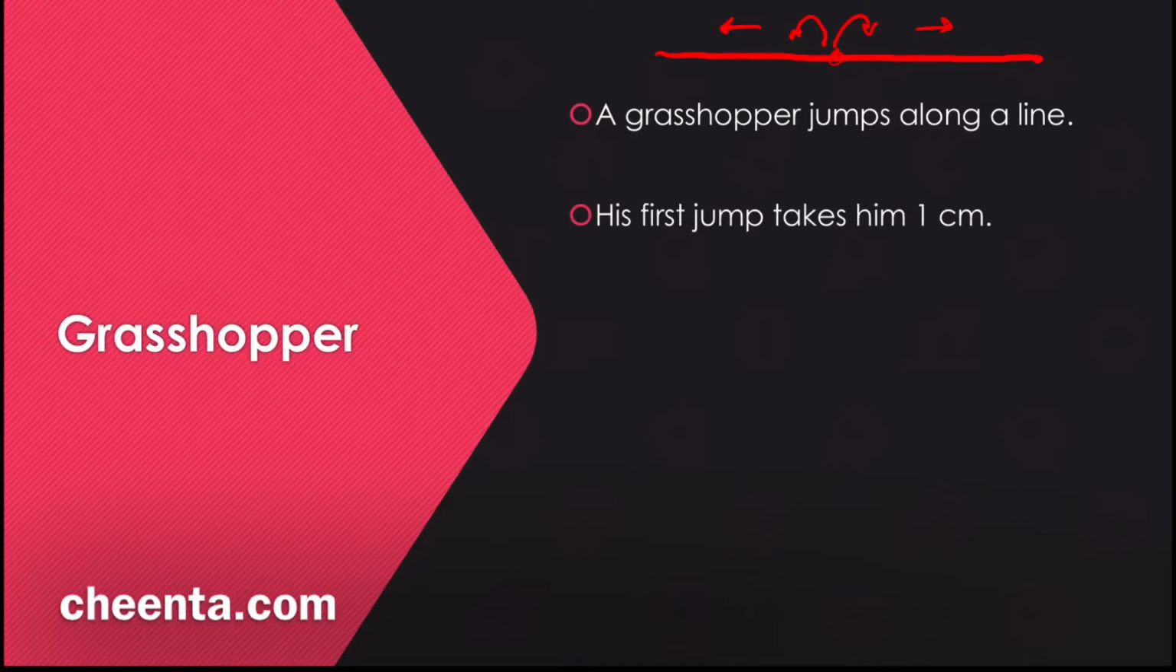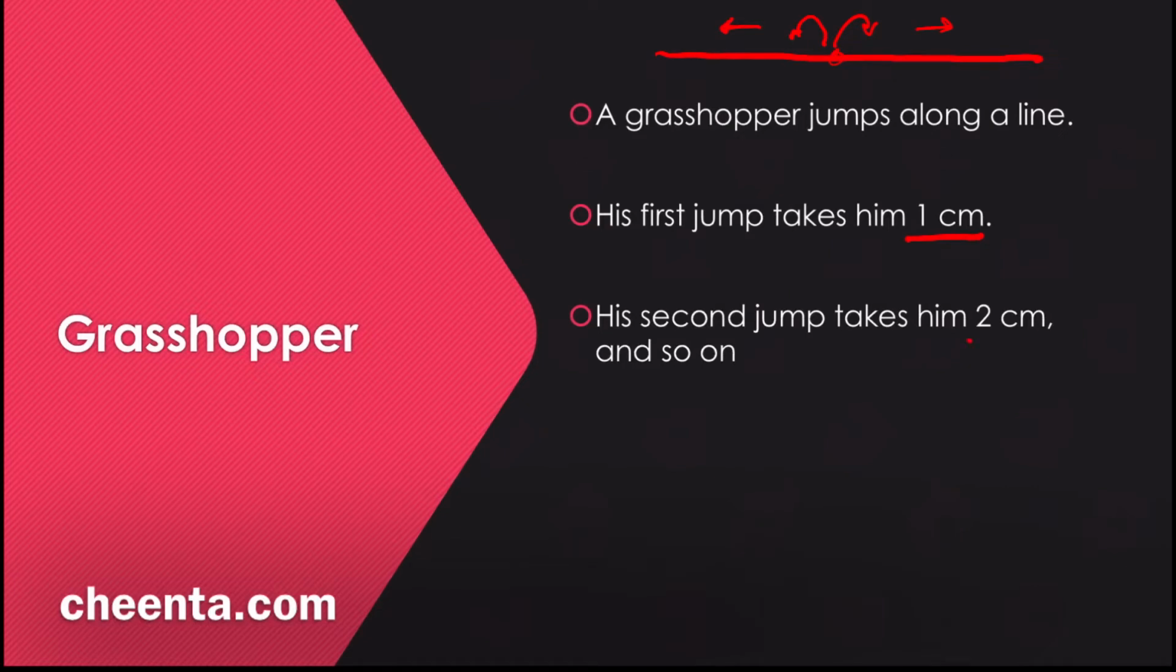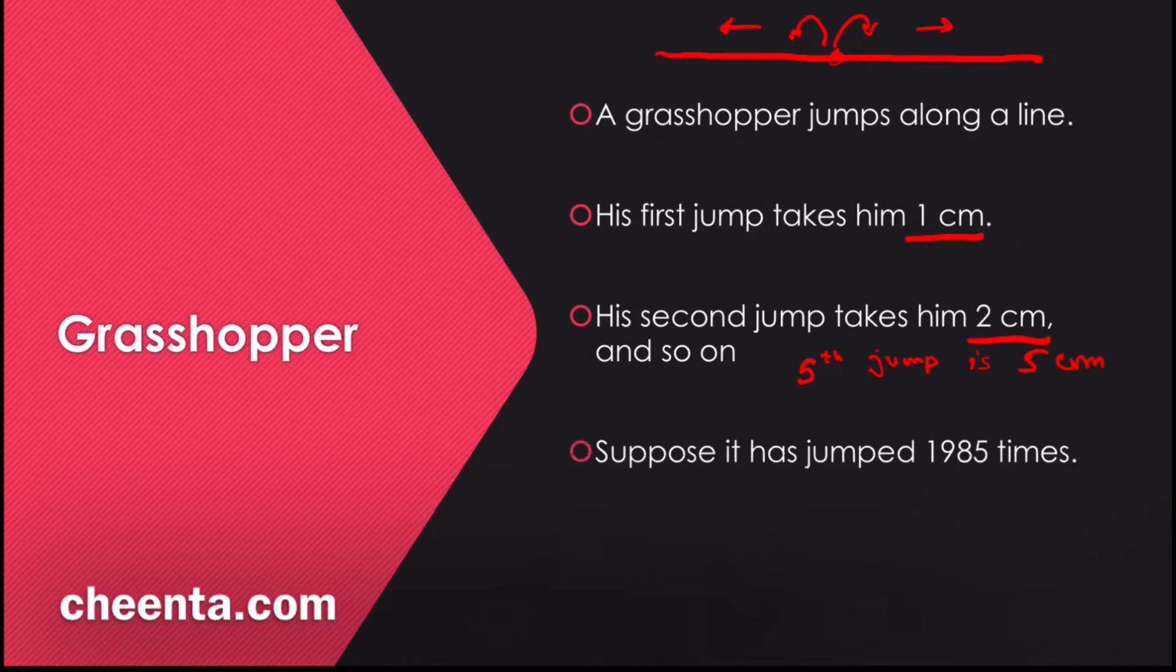The first jump takes him 1 centimeter. The second jump takes him 2 centimeters. So in other words, the fifth jump is 5 centimeters long. The 11th jump is 11 centimeters long, and so on. Suppose it has jumped 1985 times.